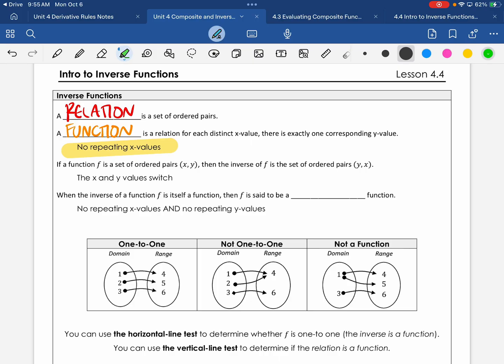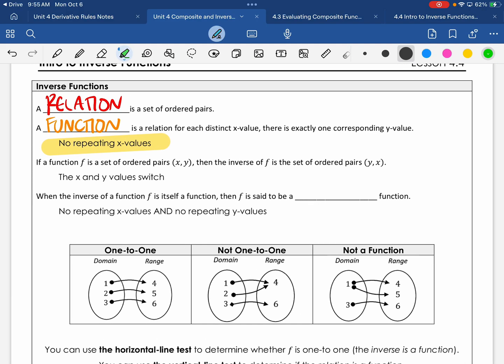Now, if a function with a set of ordered pairs x comma y... what? Oh my goodness. Hey, there we go.